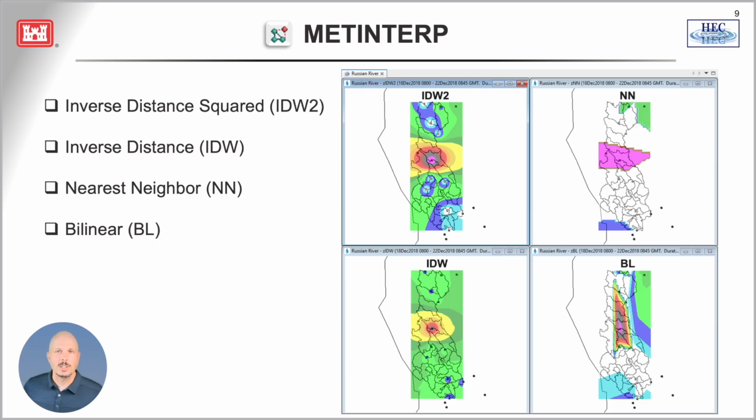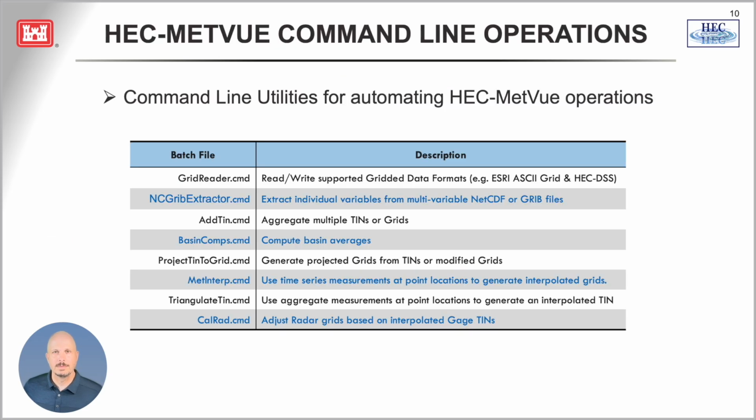In general, the interpolation methods generate better results for more dense gauging networks, and interpolated grids can be useful for areas with poor radar coverage. Quite a number of HEC-MetVue data processing tools can be automated, including MetInterp to generate interpolated grids, and radar calibration using interpolated grids. The HEC-MetVue command line utilities can be used for setting up the automation. The most typically used utilities are Grid Reader to read and write various gridded data formats, and Basin comps to compute basin averages.